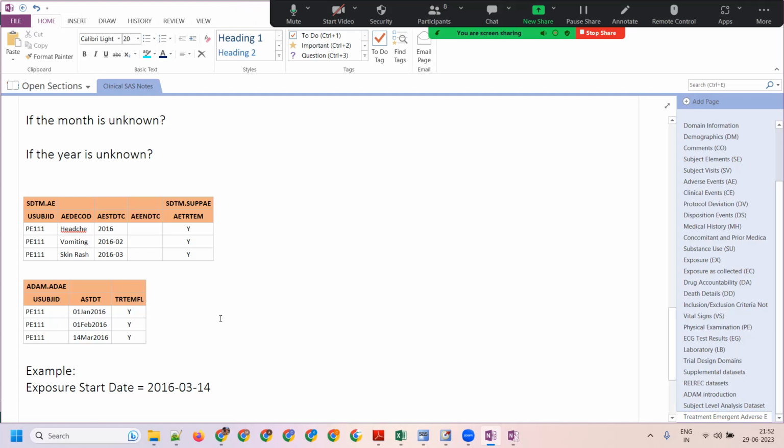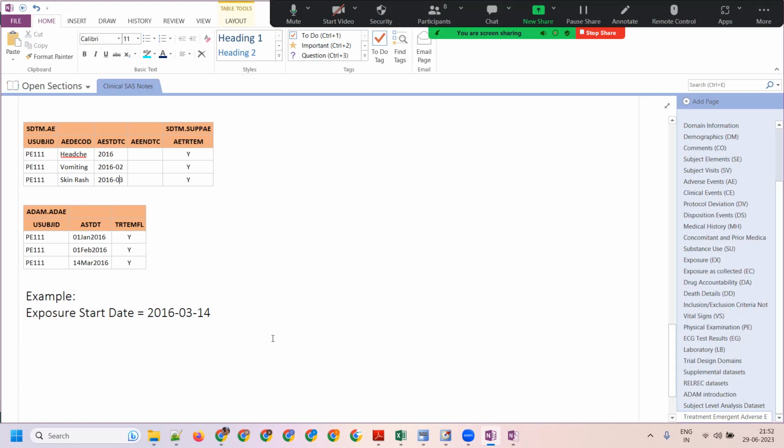Is that understandable? When only year is available, you can take 1st Jan followed by the year. Only when month and year are there, day is missing, and exposure dates are not matching, just take it as the start of the month. If exposure dates are matching, take the exposure start date as is.